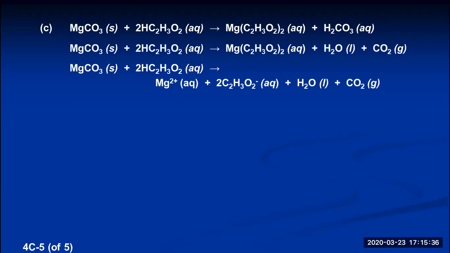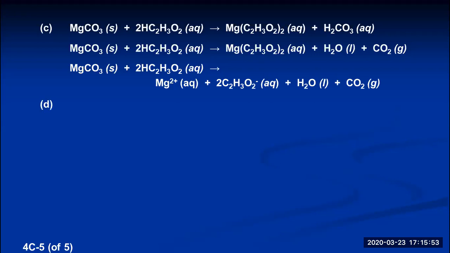Notice the only thing we write differently are strong electrolytes, either strong acids or soluble ionic compounds, because they exist as separated ions in solution. There are no spectator ions for this, so therefore this is the net ionic equation for C.